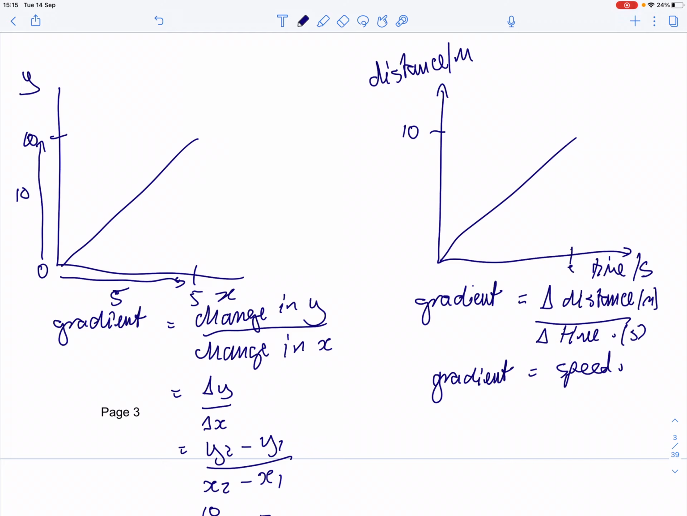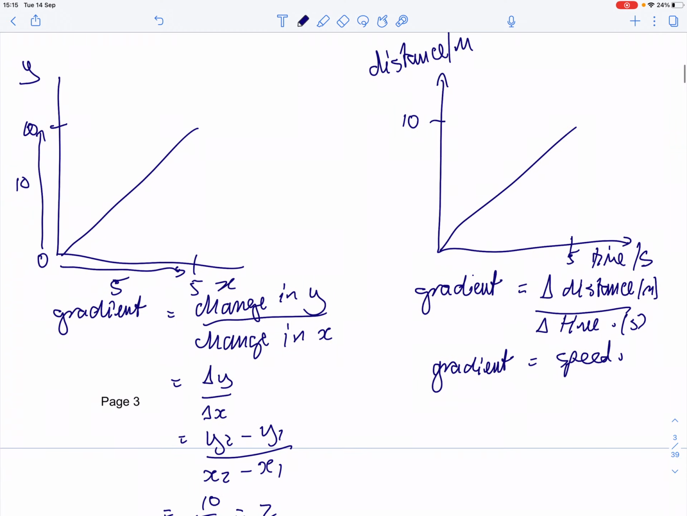So here, if we had the same data on our graph, 10 and 5, as we did on our abstract mathematical gradient calculating graph, we can show that the speed, not only the gradient, but also the speed, is equal to the change in distance, which is 10 minus 0, but I'm going to leave that out because it's just 0, divided by 5 minus 0, just 5, is equal to 2. But this time, it's 2 meters per second because the axes have units.